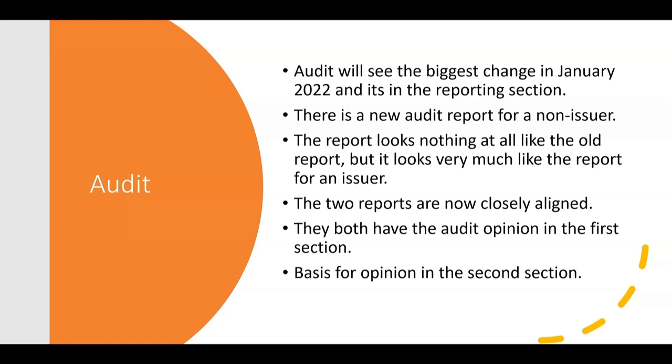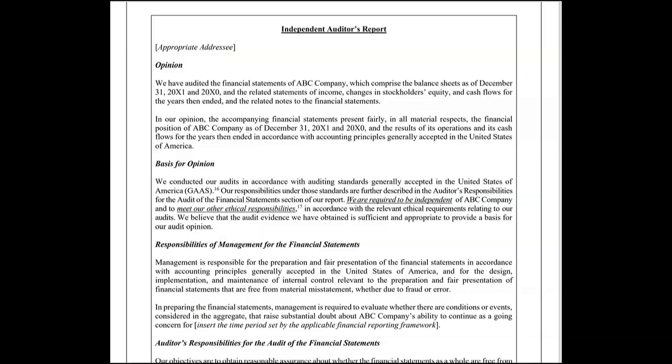The non-issuer's report that you have to know now for January 2022 looks a lot like the issuer's audit report. The two reports are now almost the same, in that they both start with the opinion and then have the basis for opinion. So if you've been taking audit up to now, you know that the non-issuer's audit report looked very different than that. The opinion was buried in like the third or fourth paragraph before. No more. Now the audit opinion is in the first section of the audit report, just like it is for an issuer. And you can find this in the I-75 audit course, totally updated for 2022.